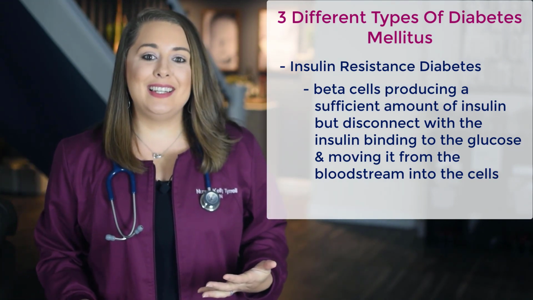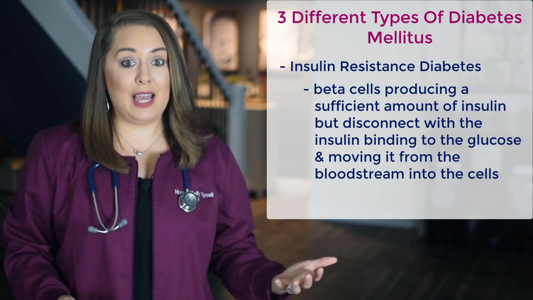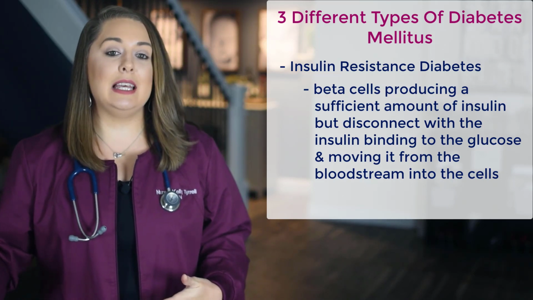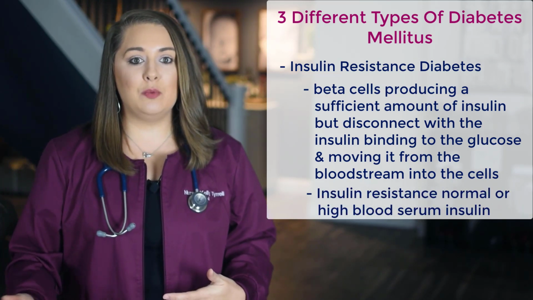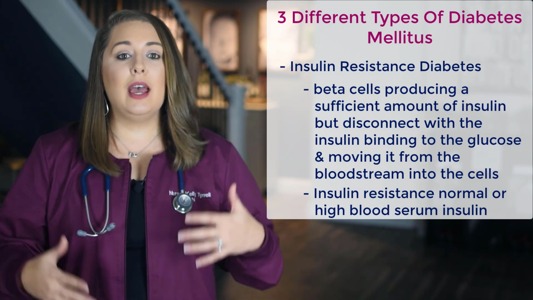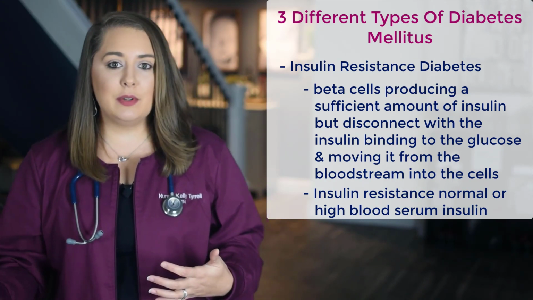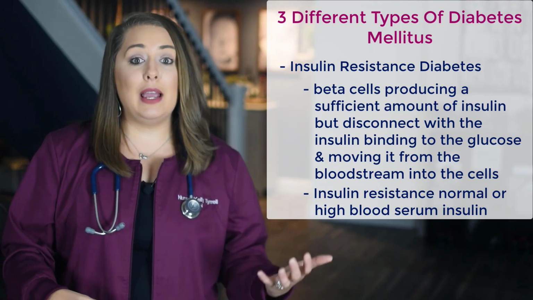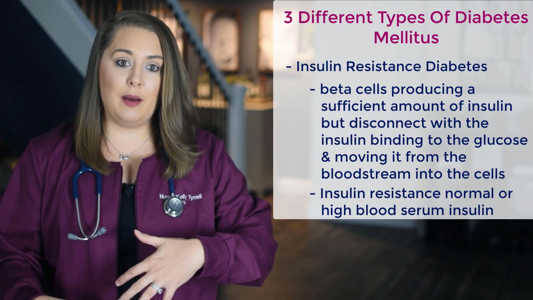A classic way to tell the difference between type 2 diabetes and insulin resistance is the patient with the insulin resistance will have a normal or high blood serum insulin level. And that's because, remember, it's not an insulin production problem, but it's a binding and transfer into the cell problem.